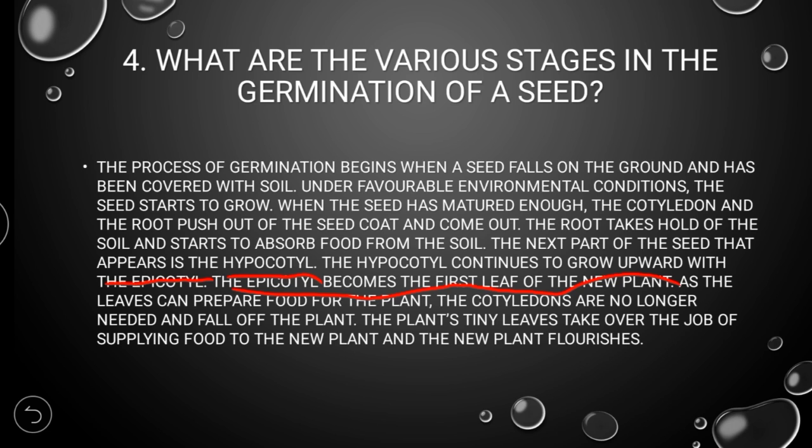The root takes hold of the soil and starts to absorb water from the soil. The next part of the seed that appears is the hypocotyl. The hypocotyl continues to grow upward with the epicotyl. The epicotyl becomes the first leaf of the new plant. As the leaves can prepare food for the plant, the cotyledons are no longer needed and fall off the plant. The plant's tiny leaves take over the job of supplying food to the new plant and the new plant flourishes.